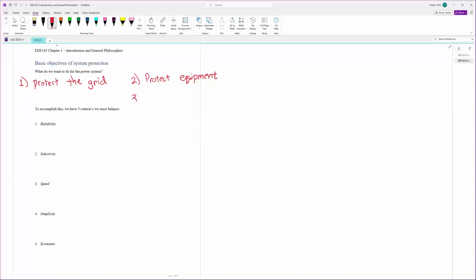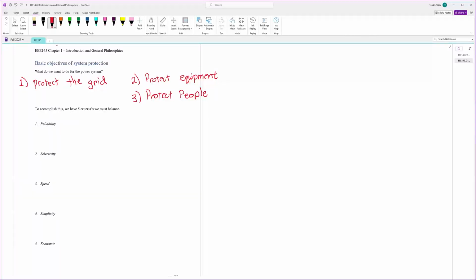Another one that's very important is protect the people, right? I'm not going to lie, as a power or a protection engineer, you're going to have to go into substations. You're going to have to go play around with things in the substation. There is a chance that you might get hurt. So the better the protective system there is, the less of the chance that you're going to get seriously injured on the job, right? So this is why protection is mandatory for anything in the United States. Okay. So we know the three basic principles: protect the grid, protect equipment, protect the people.